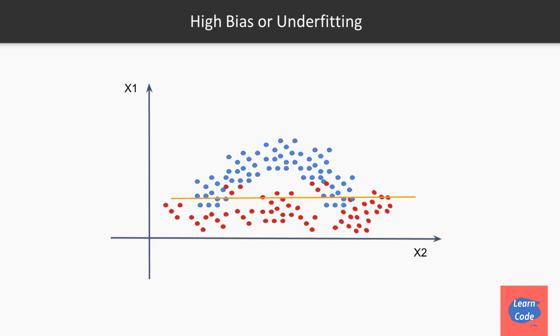Let's take this example. Here, we have two curves, this one and this one. Our task is to use a line and separate these two out. If we use a straight line, we'll get a fit like this, which is not a good fit. So this type of situation is called underfitting or high bias.